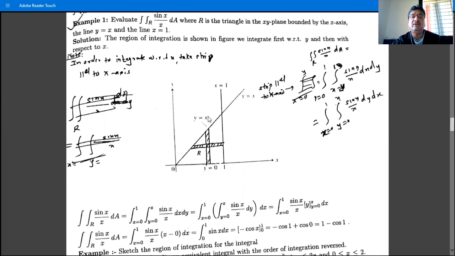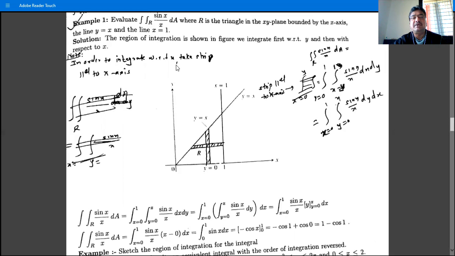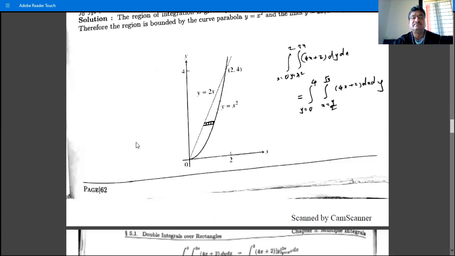Suppose this is given and we have to change the order of integration, then this is the answer. Or if this is given and the question is to change the order, then this is the answer. In order to integrate with respect to x, take a strip parallel to the x-axis, and in order to integrate with respect to y, take a strip parallel to the y-axis.